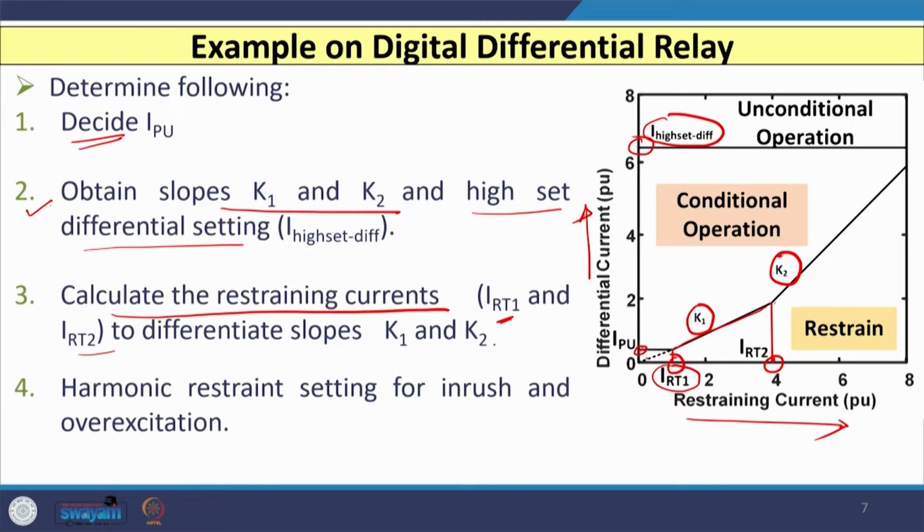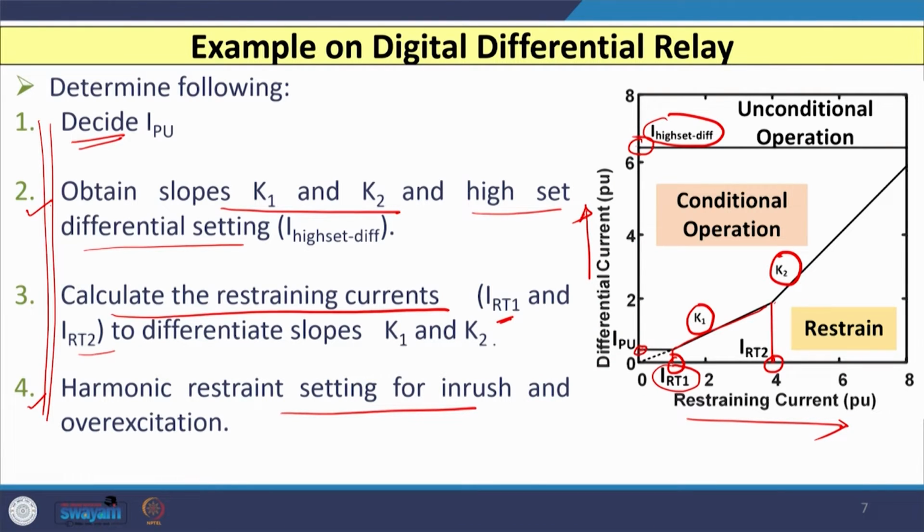We need to determine these 2 points, so that the differentiation of the slopes between k1 and k2 can be carried out. And the fourth very important point, because we have discussed the harmonic restraint or harmonic blocking, is that we also need to give as an input the setting for inrush and the setting for overexcitation, so that the relay should not operate in case of inrush or overexcitation condition.